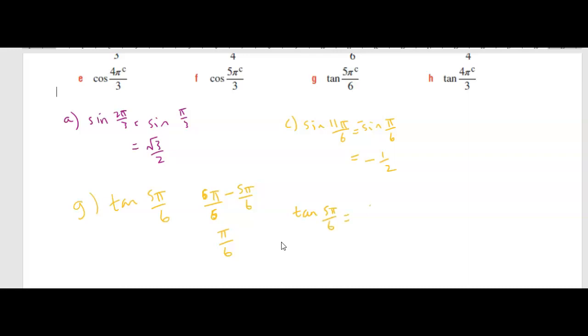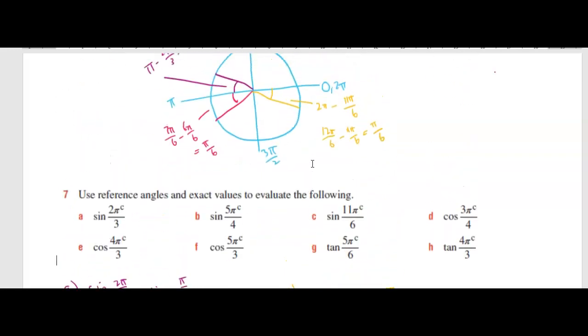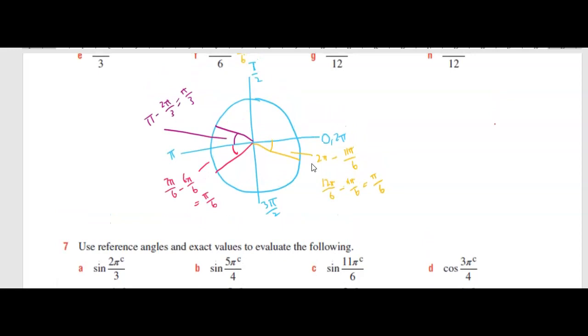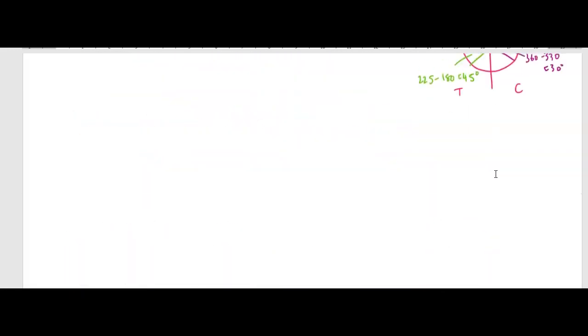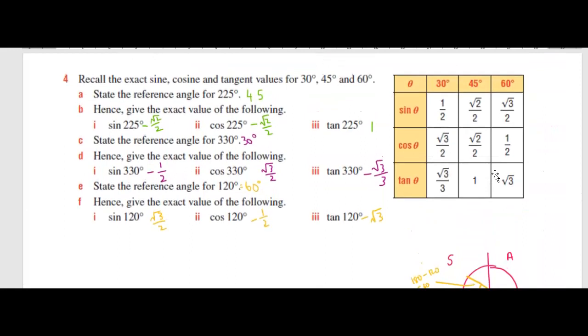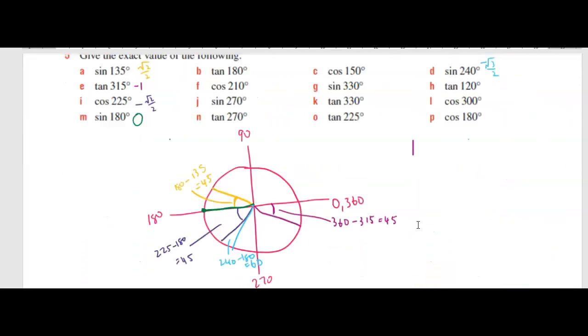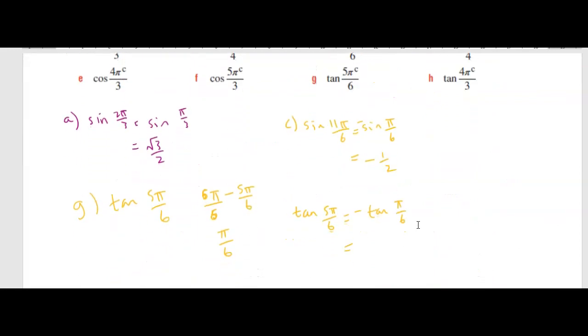Okay, so tan 5 pi on 6 is the same as tan pi on 6. Now, just check which quadrant you're in. 5 pi on 6 is in the second quadrant. So we're negative for tan. And let's just go up to the table. So pi on 6 is the same as 30 degrees. So root 3 on 3. You can go back to the other table if you need to, but I'm just conscious of the time. So G is going to be negative root 3 on 3.